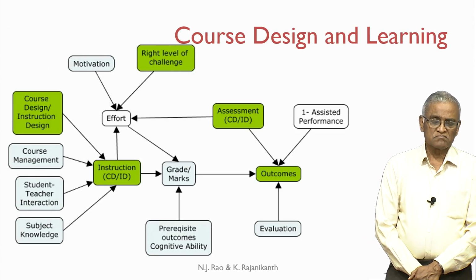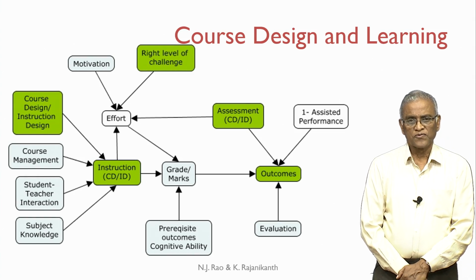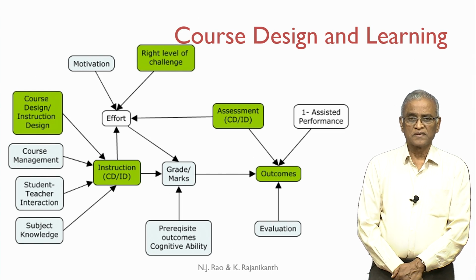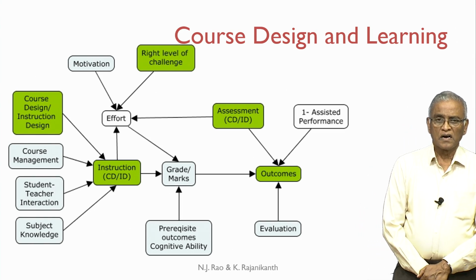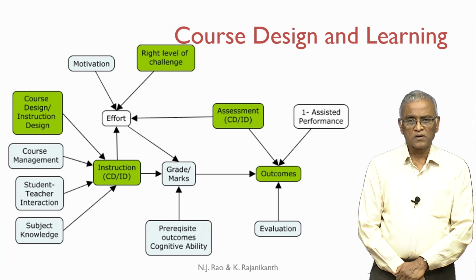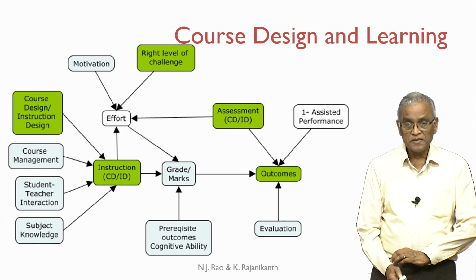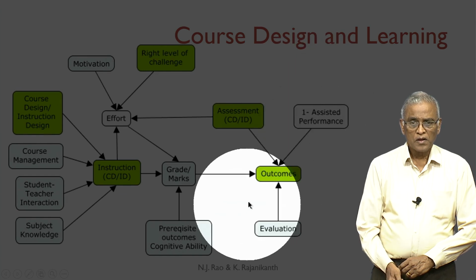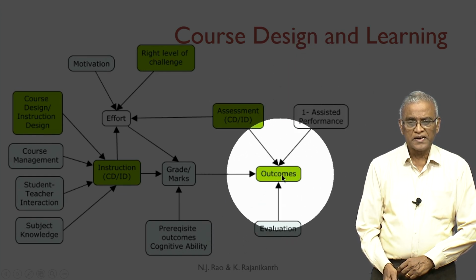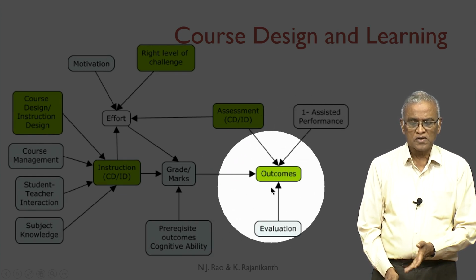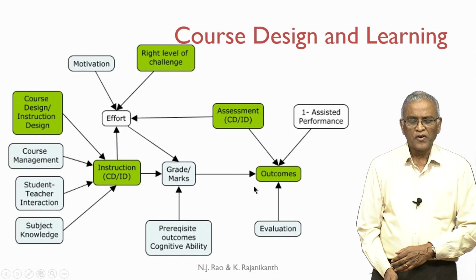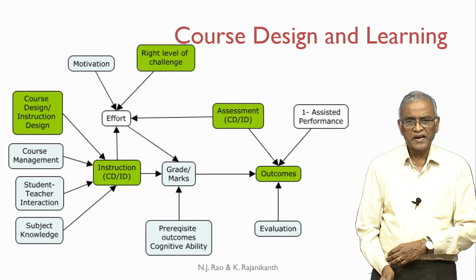Let us take a look at a graphic way of representing the role of course design. Once again, this is not a unique relationship, but it is a representative relationship, and most of the elements that are of concern for course design and learning are included. These are the outcomes that we are interested in attaining. The student needs to attain these outcomes. What these outcomes are, we have already defined. When do you say the student has attained these outcomes?